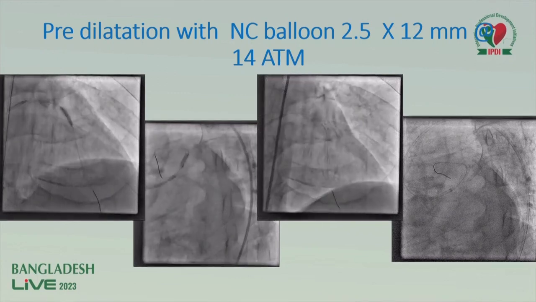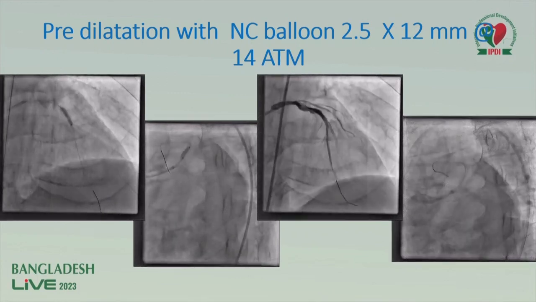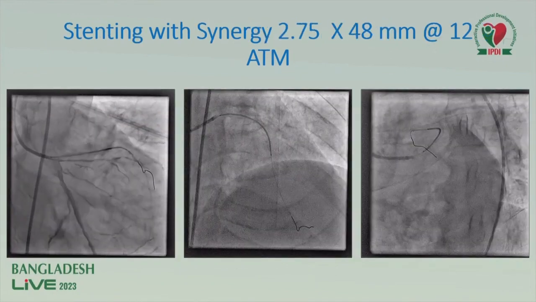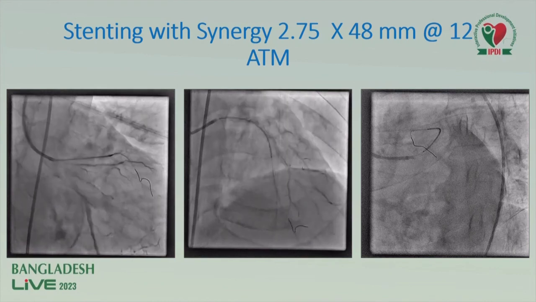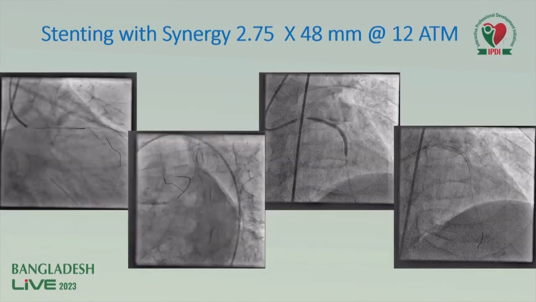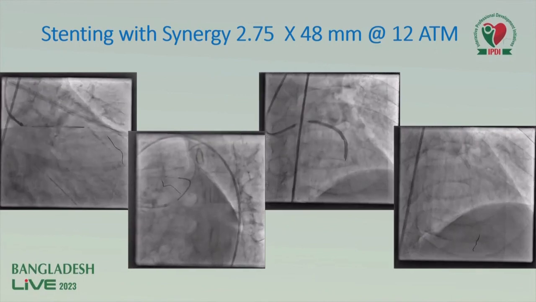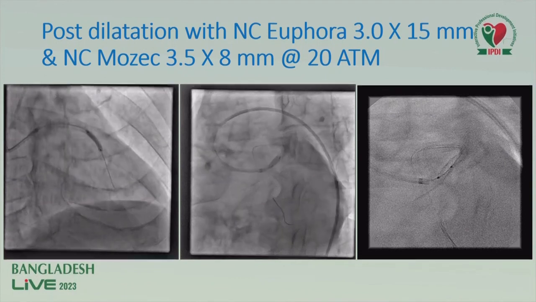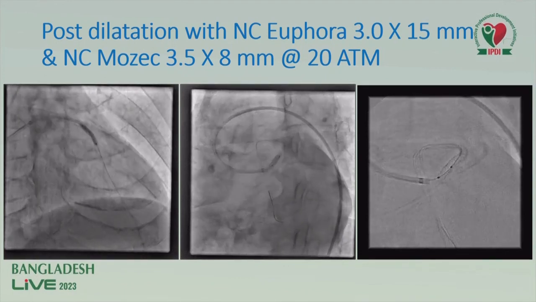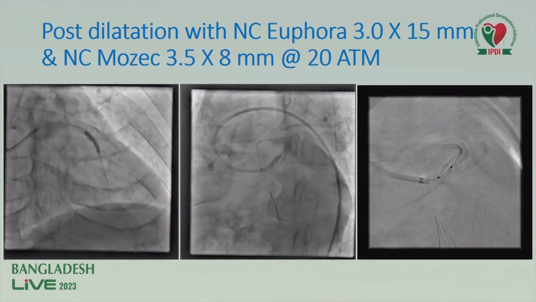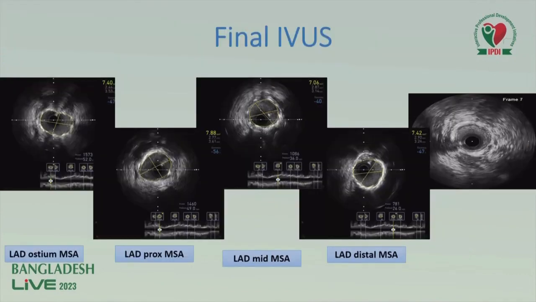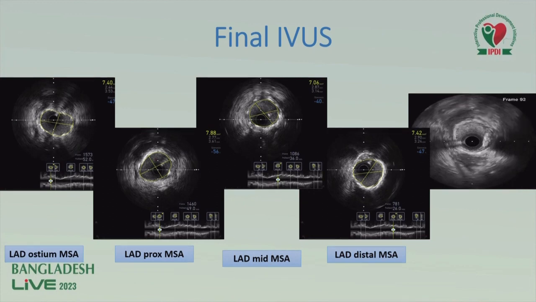So again we did pre-dilatation with NC balloon 2.5 into 12 at 14 atmospheric pressure, and then we put a Synergy stent 2.75 into 48. And this is the deployment of the stent. Post-dilation was done with NC Euphora 3 into 15 and NC Emerge 3.5 into 8 millimeter balloon. This is the angiographic view after post-dilatation. Then we again did the final IVUS.